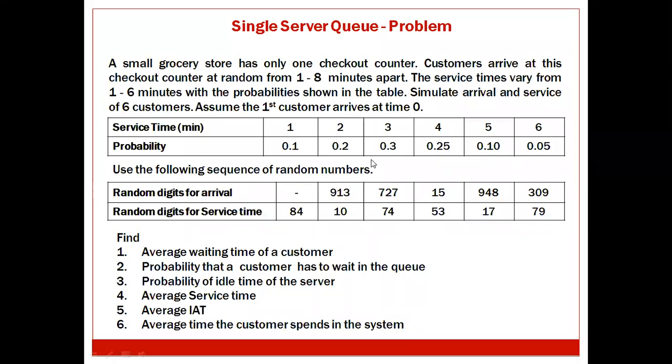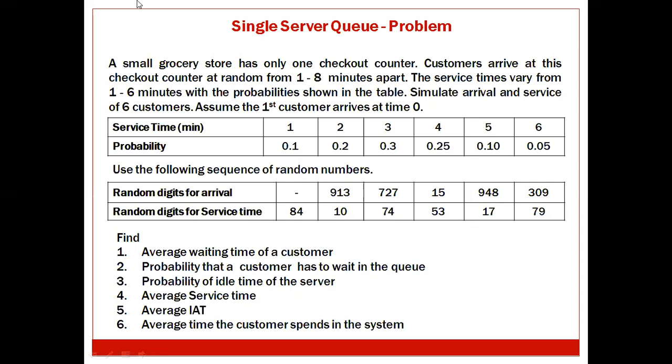So students, in the exam, even if they don't give this statement, assume the first customer arrives at time 0. You will have to write down that particular statement, because we always see that the first customer arrives at time 0, and they have given the service time and the respective probability. Since the service time is between 1 to 6 minutes, they have given up to 6 minutes here and the respective probability, and use the following sequence of random numbers. So random digits for arrival and random digits for service time they have given.